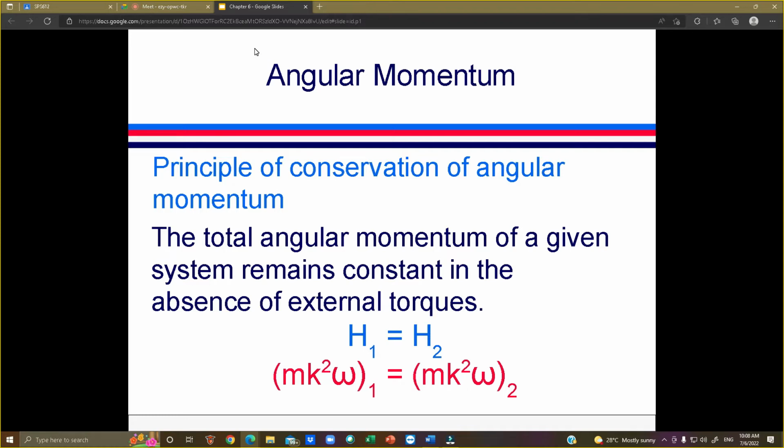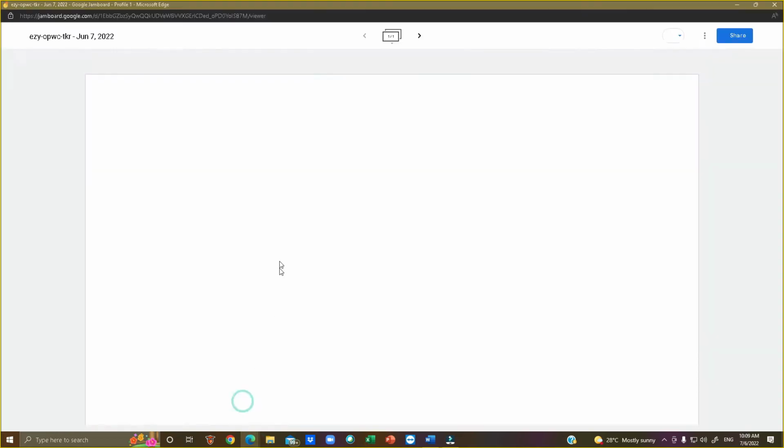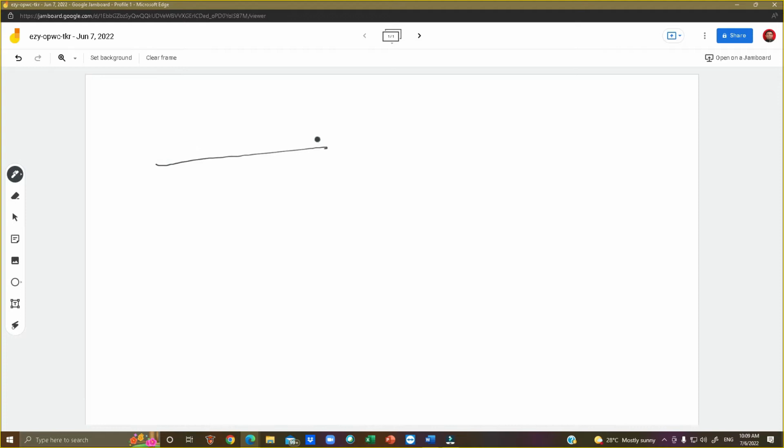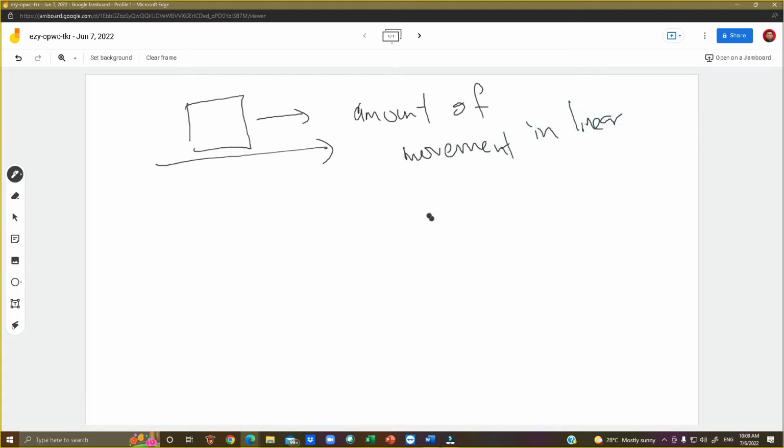Same as linear momentum. When we talk about momentum, we can define it as the amount of movement. So in linear, the amount of movement is actually straight line movement. Linear momentum is something like this. How much does a thing move? What is the amount of movement in linear? This is known as momentum. Berapa banyak dia bergerak. And always when we talk about momentum, it is caused by impulse.